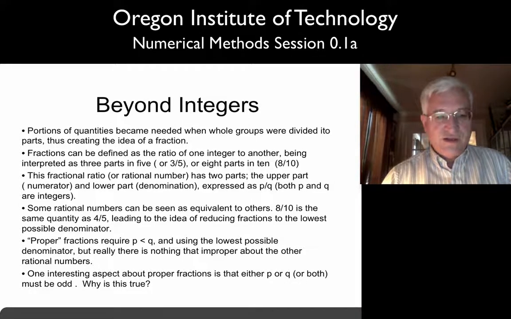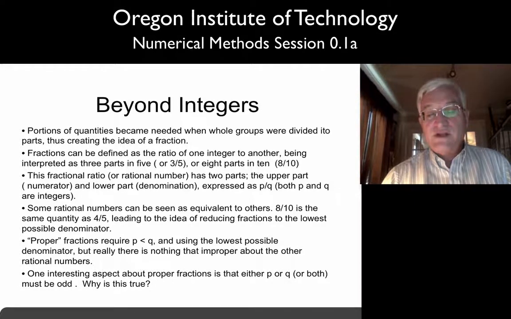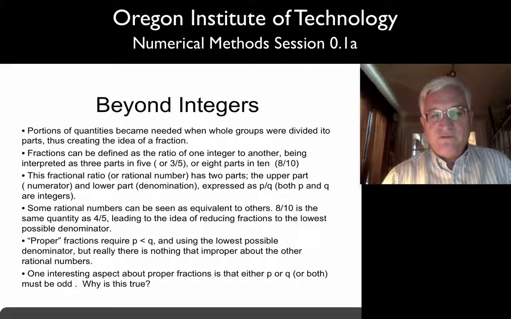Now, that's kind of interesting. Is that really true? Why couldn't you have a P over Q that involved both even numbers and still be reduced to the lowest possible form? Think about that for a little bit, and we will be coming back to that question next time when we start to introduce the idea of numbers that are neither whole numbers nor ratios or rational numbers.